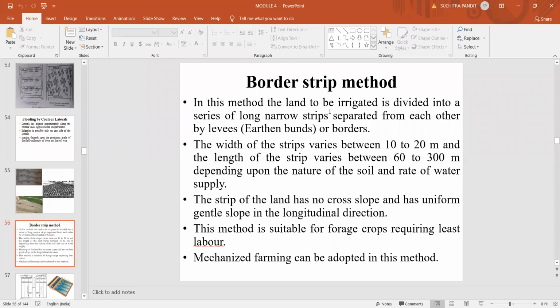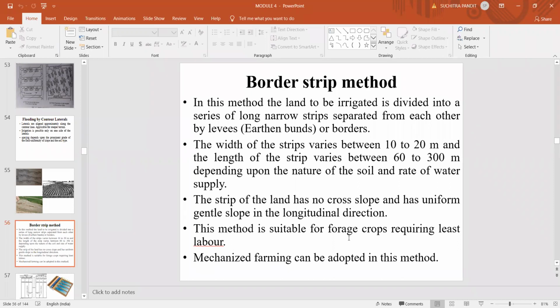Next, the third method of irrigation under free flooding is the border strip method. In this method, the entire land to be irrigated is divided into a series of long narrow strips separated from each other by means of earthen bunds, also called levees or borders. The width of the strip varies between 10 to 20 meters, and the length of the strip varies between about 60 to 300 meters, depending upon the nature of the soil and the rate of water supply. The strip of land has no cross slopes and has a uniform gentle slope in the longitudinal direction.